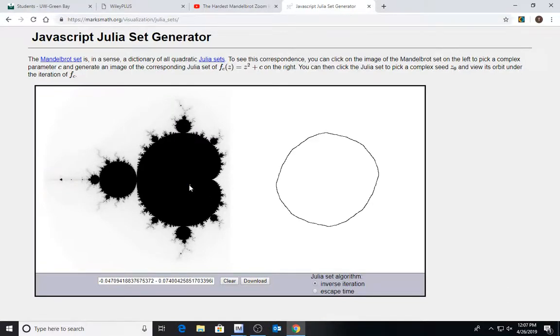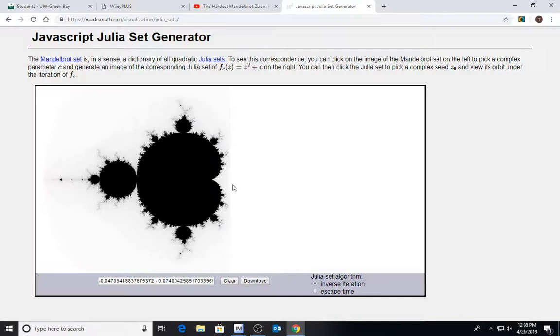If you click on the black, then you get a connected Julia set. So the sphere on the right is the Julia set that goes with this point that I clicked on. So this is all filled in black. Everything in here is connected because I picked a point that's nice and clearly in the black. And so the point is identified right here, -0.047 minus 0.07i is in the Mandelbrot set, and so the Julia set is connected. Now you can clear that out. Make sure you clear out each time.